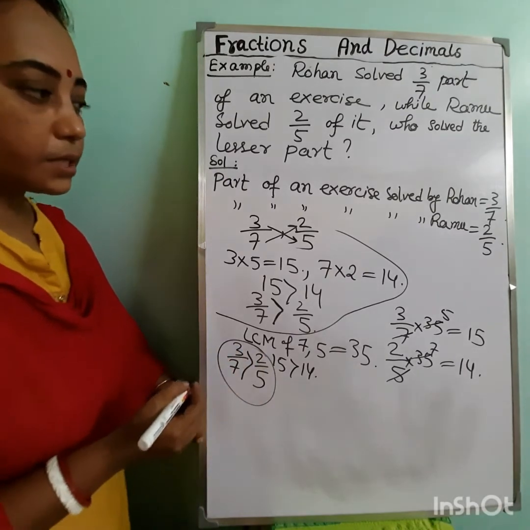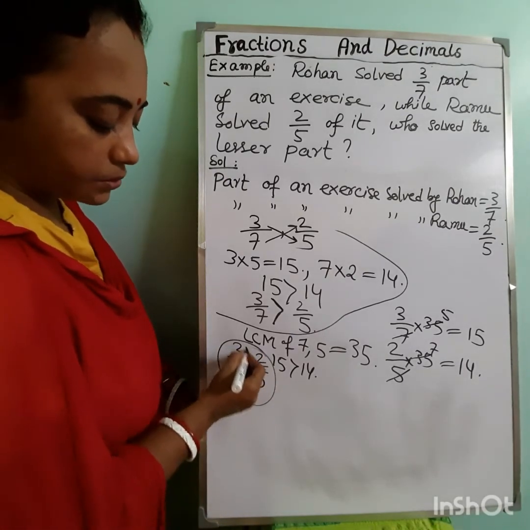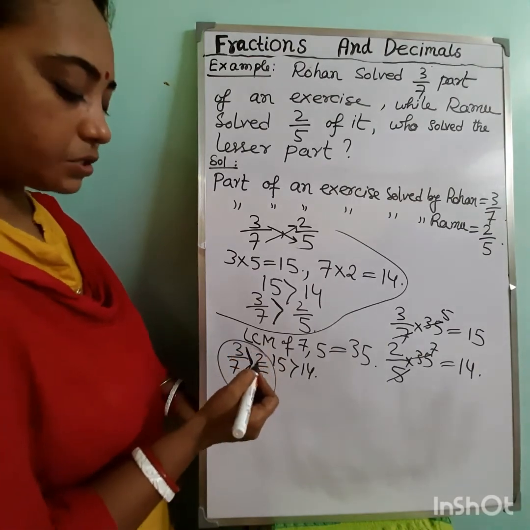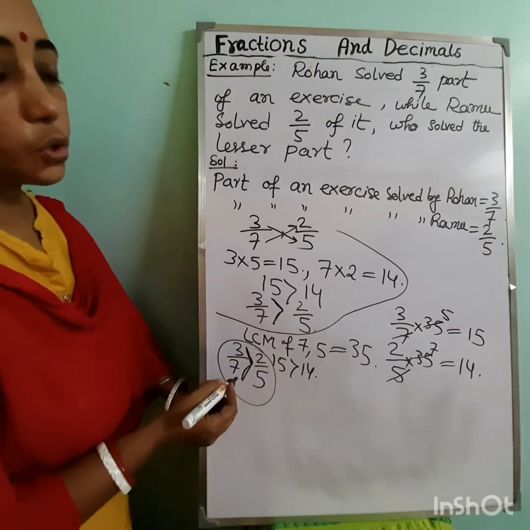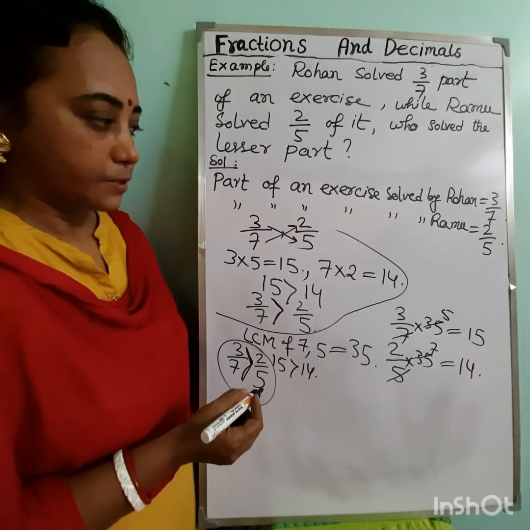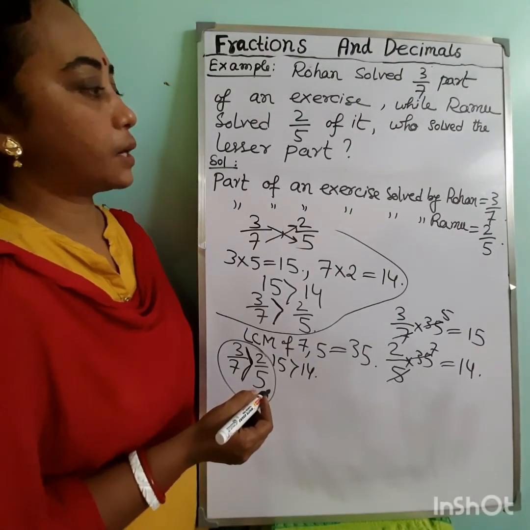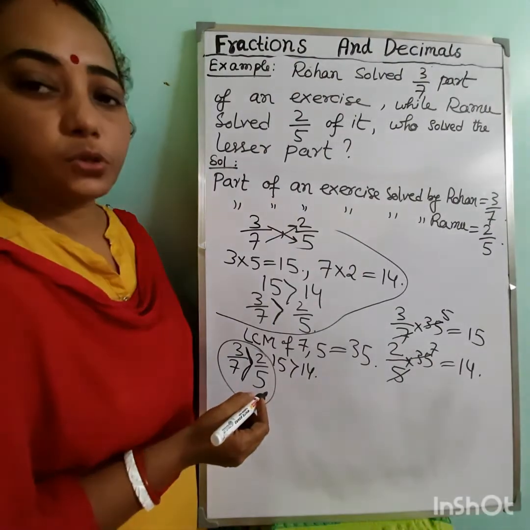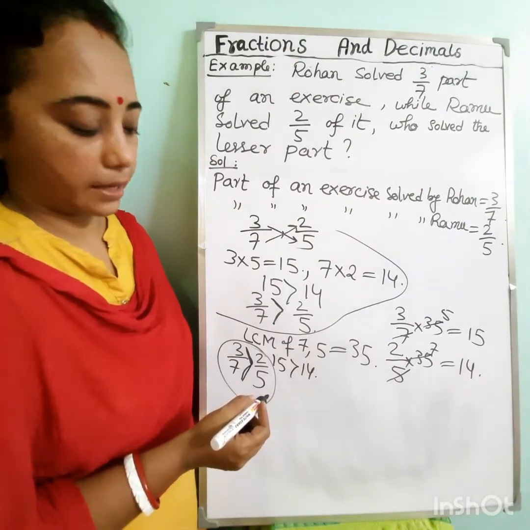So from this, 3 by 7 is greater than 2 by 5, which indicates that Ramu solved a lesser part of an exercise as compared to Rohan. So who solved the lesser part of an exercise? Ramu solved the lesser part of an exercise.